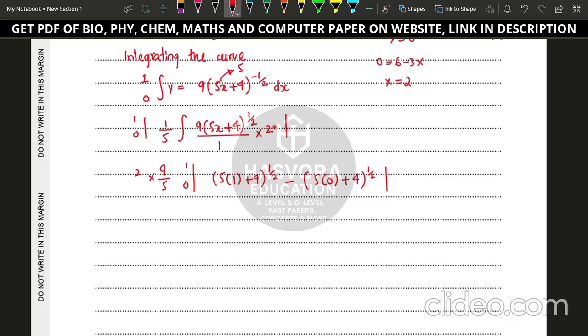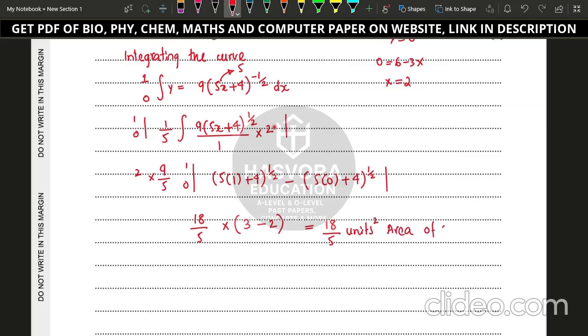So this becomes 18 by 5, and into the 5 plus 4 is 9, so under root 9 is 3. 3 minus 1 is what? We have 5 into 0 is 0 plus 4, and under root 4 is 2, so 3 minus 2 is 1. It becomes 18 by 5. So 18 by 5 units square is area of what?